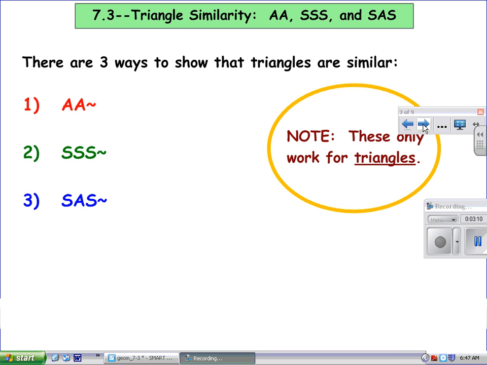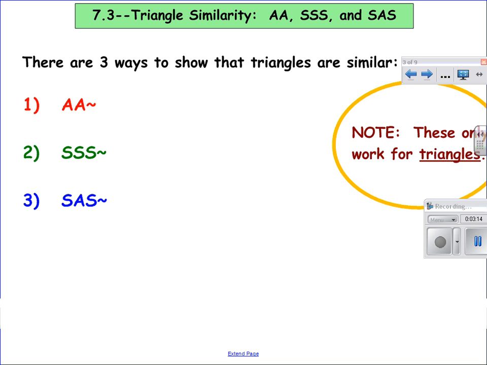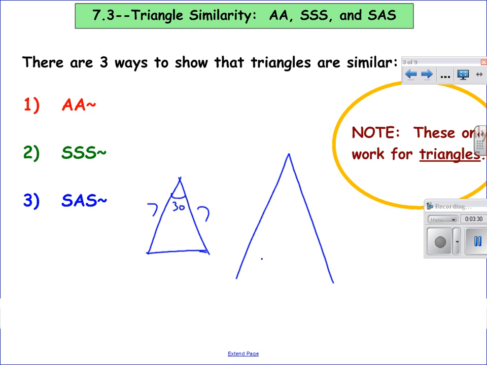Okay, the third way, again, we're still talking about triangles here. Side angle side. Well, let's take a look here. Build one of these guys at 7, 7, and put a 30 up here. And build this guy as 14, 14 with 30 up here. Okay? That would be enough to show that those triangles are going to be similar.